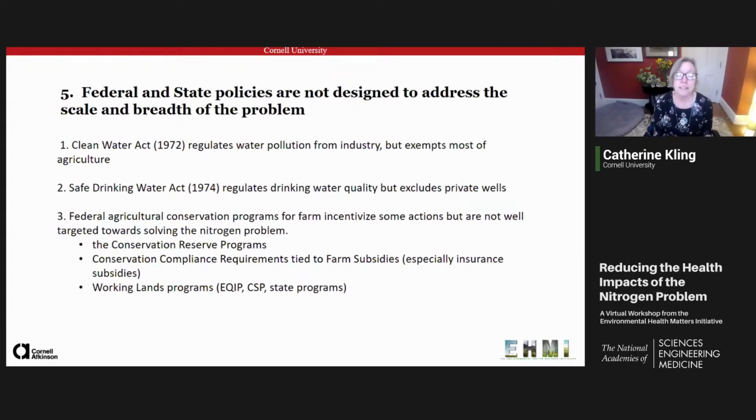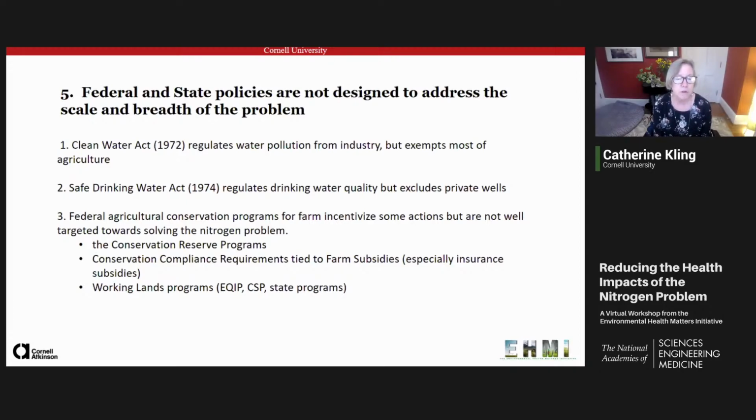We heard about federal and state policies. We heard about some of the successes of those policies with respect to many areas, but we also learned that some of those policies are really not designed to address the scale and breadth of the nitrogen problem. The Clean Water Act regulates water pollution from industry, but exempts most of agriculture. The Safe Drinking Water Act regulates drinking water from public and community systems, but excludes private wells.